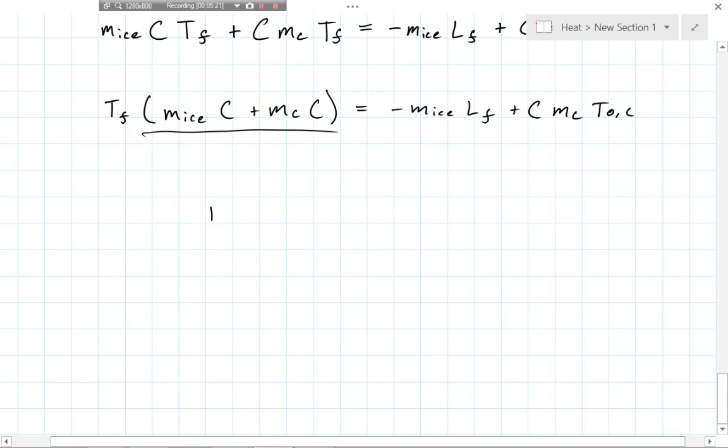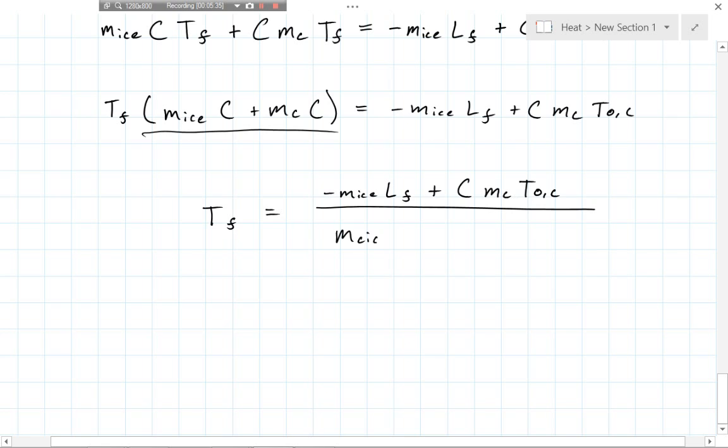So if I do that, I see the final temperature is equal to minus the mass of the ice times the latent heat of fusion plus the specific heat of the coffee times the mass of the coffee times the initial temperature of the coffee, divided by the mass of the ice times the specific heat plus the mass of the coffee times the specific heat. And if I plug all these numbers into a calculator, I'll see that the final temperature is going to be equal to 63.9 degrees Celsius.